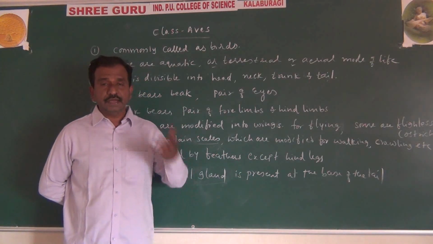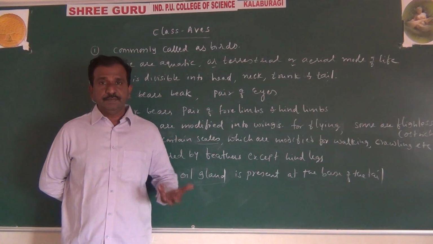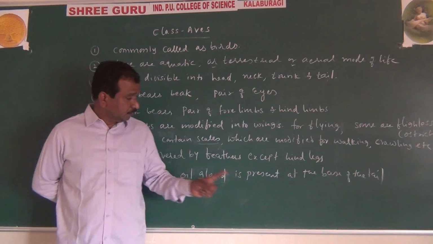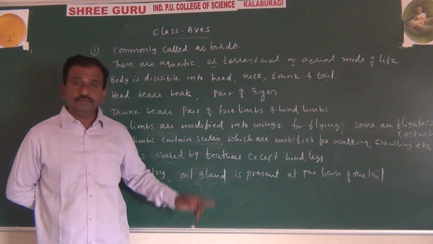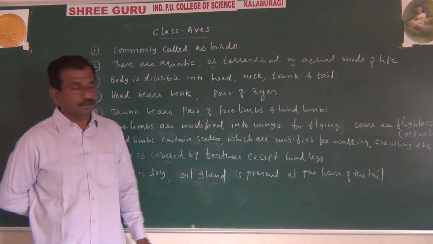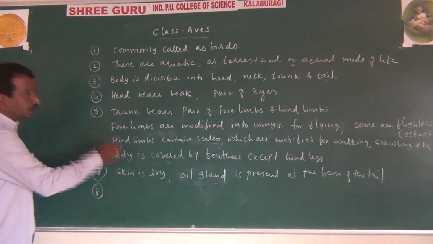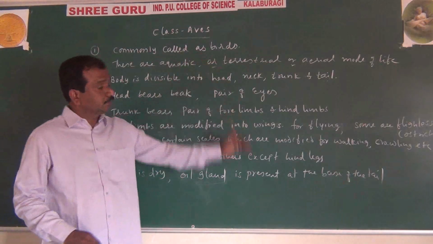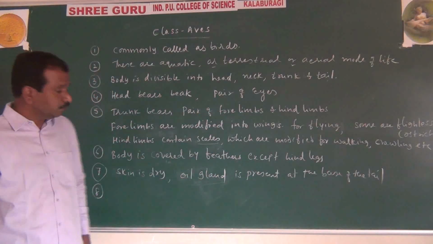Even though we clean the body 2 to 3 times in a day, it may not shine. But the feathers are always shining. You can observe that it is because of the presence of the oil gland, which is situated at the basal region of the tail. All of these are unique characteristics. That is why they usually ask about bird characters. So many characters are observed.